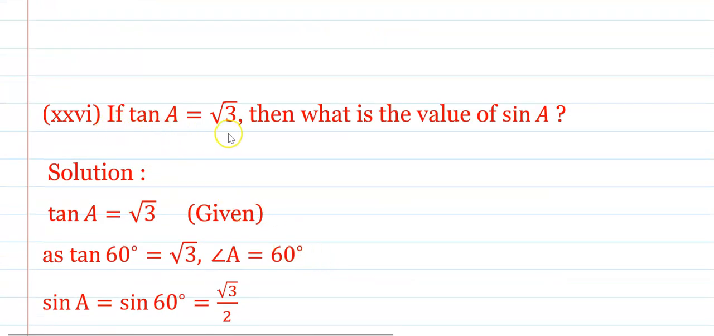If tan A is equal to root 3, then what is the value of sin A? Okay, tan A is equal to root 3. But we know that tan 60 is root 3. Therefore, angle A is 60.